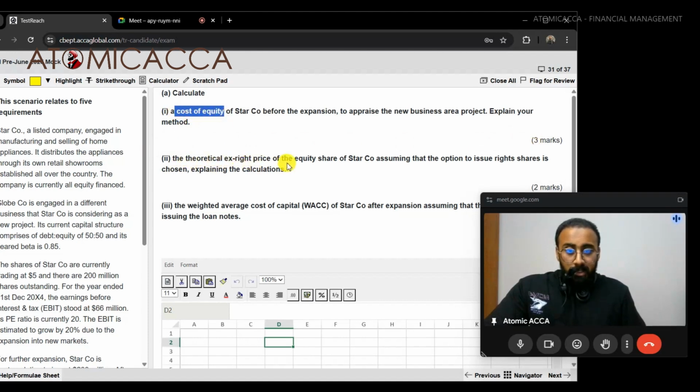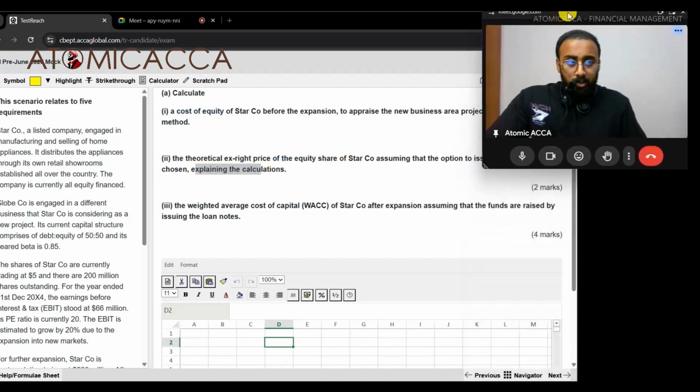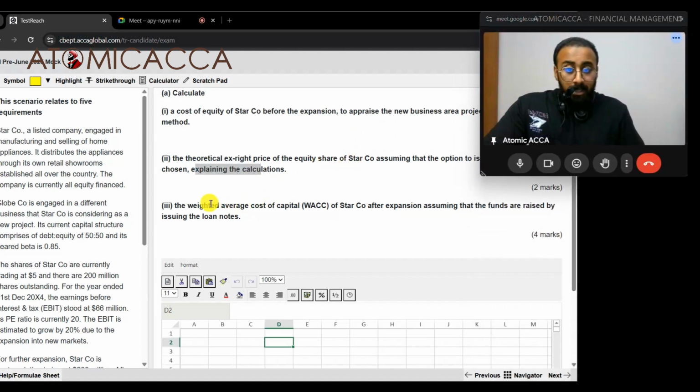Then the theoretical ex-rights price of an equity share of Star Company, assuming that the option to issue a rights share is chosen, explaining the calculation, for 2 marks. So you have to find TERP and do some explanation on that calculation. But again, it's 2 marks, so you don't have to go in depth. Then the weighted average cost of capital of Star Company after expansion, assuming that funds are raised by issuing loan notes, 4 marks. So there could be a few more steps. So 3 plus 2 is 5, 5 plus 4 is 9. We have 9 marks worth of numericals over here.